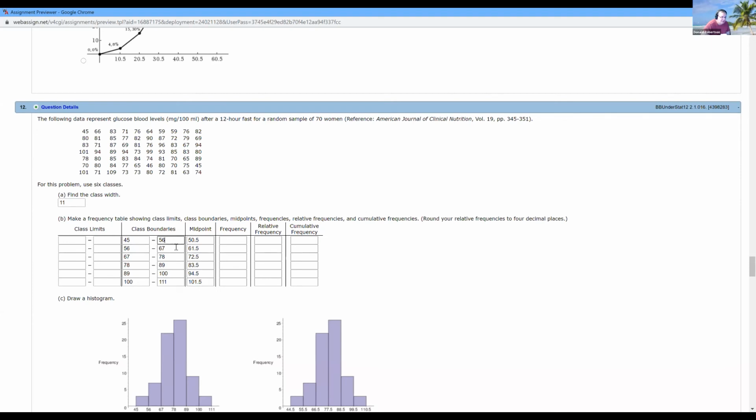And isn't everybody here 11 more than the previous one? And isn't 11 the class width?